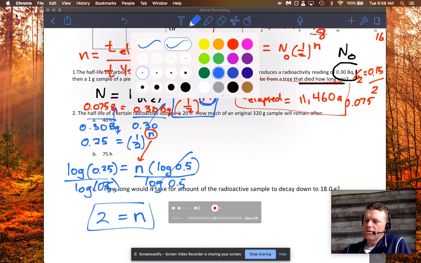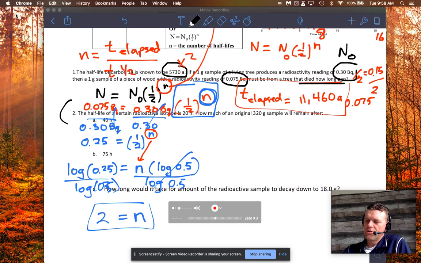I'll post the answers shortly, but I do want you on your own to try number 2. It has 3 parts, A, B, and C. So I'd like you to see if you can do those.